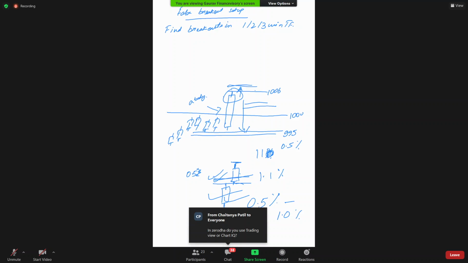In Zerodha, do you use Trading View or IQ Chart? I use both because I have two accounts in Zerodha. One is opened in front of me, one is opened in IQ Chart, and one is Trading View. Though Trading View is more reliable.